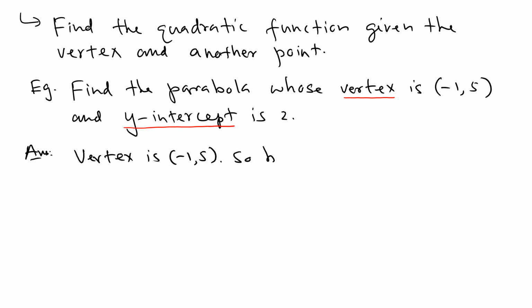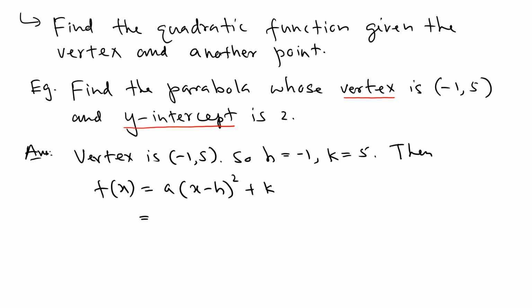So the vertex is (-1, 5), which means h has to be -1 and k has to be 5. Then we can write the formula: f(x) equals a times (x minus h) squared plus k. We can plug in those two values. The only thing we don't know is a. x minus h is x plus 1, plus k is 5, so that is a(x + 1) squared plus 5.